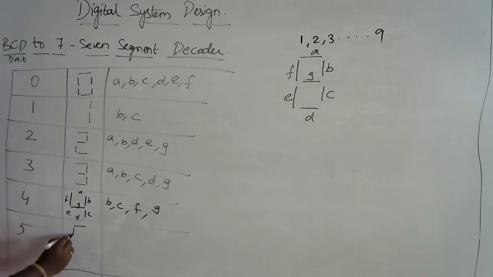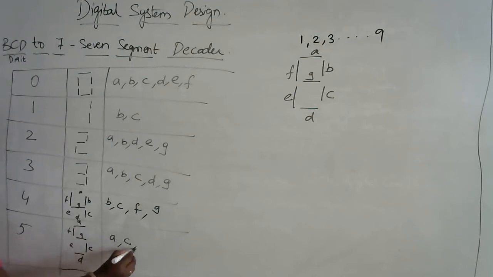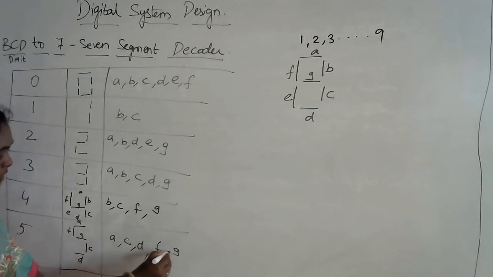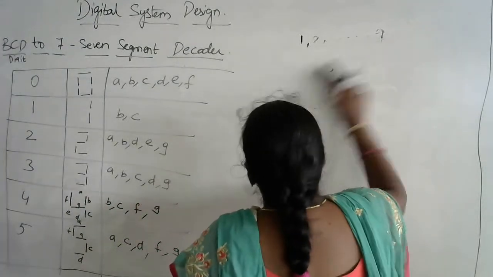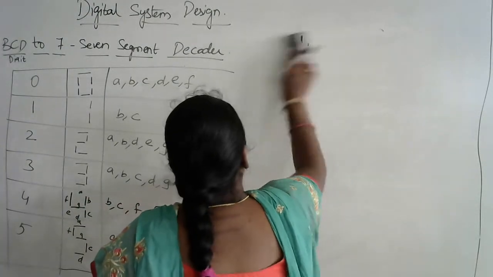How will you represent 5? This is the way how you represent 5. This is A, B, C, D, E, F, G. So for 5 we have A, B is not there, C, D, E is not there, F, G. So for the 5 we have A, C, D, F, G. Similarly for the remaining values.